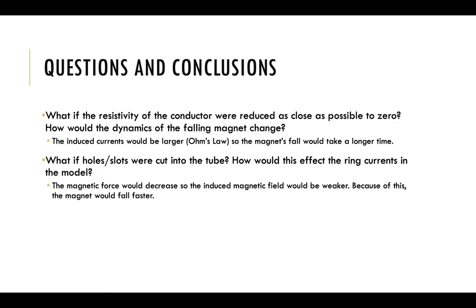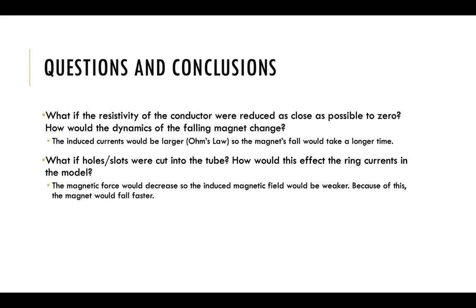Questions and conclusions. What if the resistivity of the conductor were reduced as close as possible to 0? How would the dynamics of the bar magnet change? So due to Ohm's law, the induced currents would be larger if the resistivity of the conductor was 0. Due to this, the magnet's fall would take a longer time.